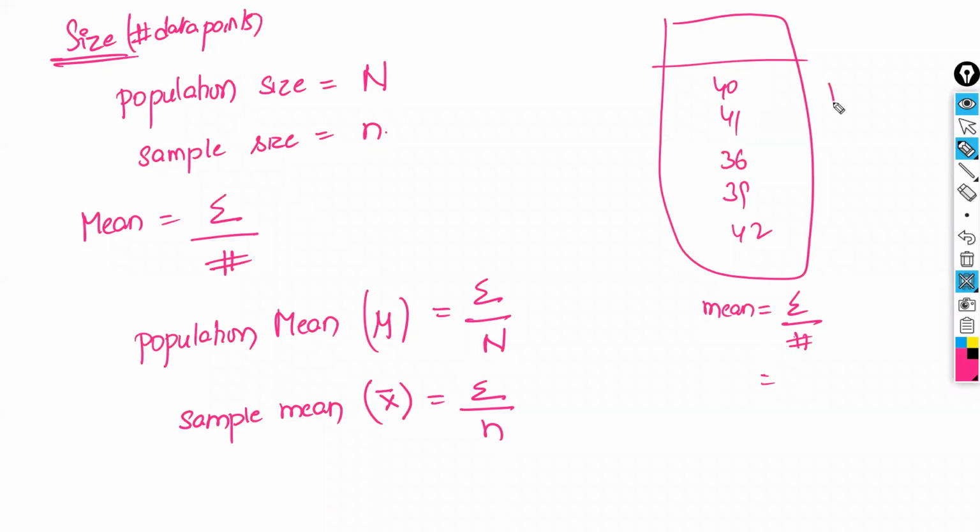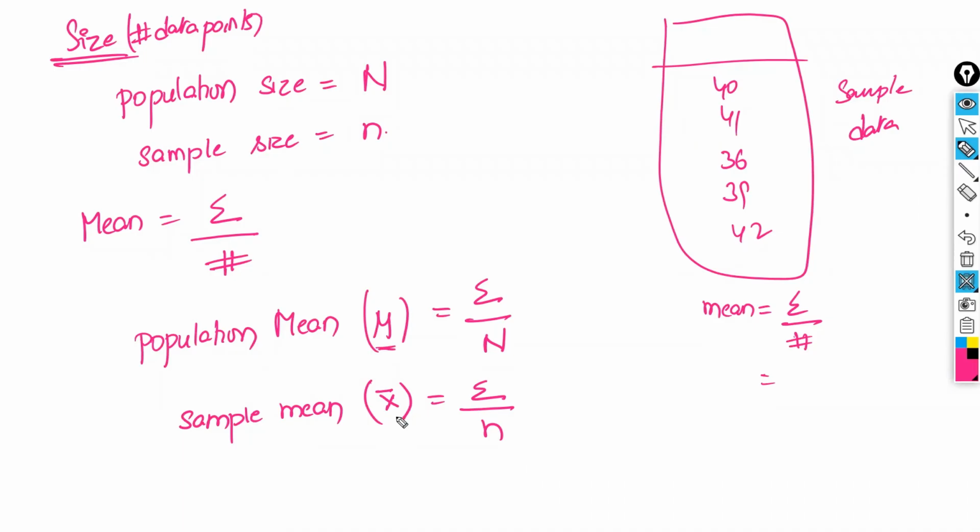If it is population data, let us assume this is population data, then whatever mean you have calculated is called the population mean. Let us assume this is sample data, then it is called the sample mean. The formula doesn't change, just the type of data. Sample data means sample mean, population data means population mean. Is that clear? Population mean is represented by mu, and sample mean is represented by x bar.